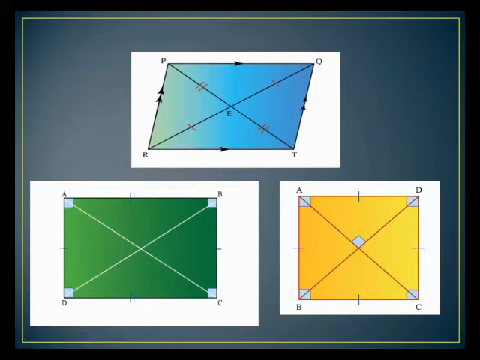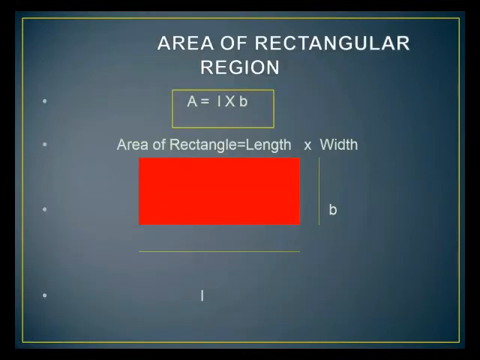Okay, now we proceed further, and the next topic is area of a rectangular region. So what is area? Area means the space covered by a surface. As you can see, we have drawn a rectangle here. This is the space covered by that rectangle, so we call it area.